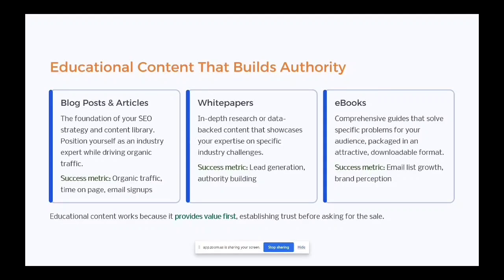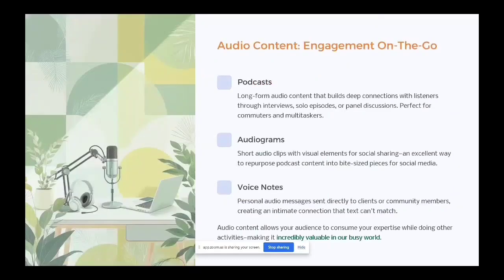And then ebooks, comprehensive guides that solve specific problems for your audience. So there are lots of types of ebooks, right? There are entertainment ebooks, there are all kinds of ebooks. But again, if you're building your authority, you're going to want to create ebooks that solve problems, packaged attractively, for download, and it's also a lead generation method for you, basically, right? Educational content works well because it provides value first, establishing your trust before asking for the sale.